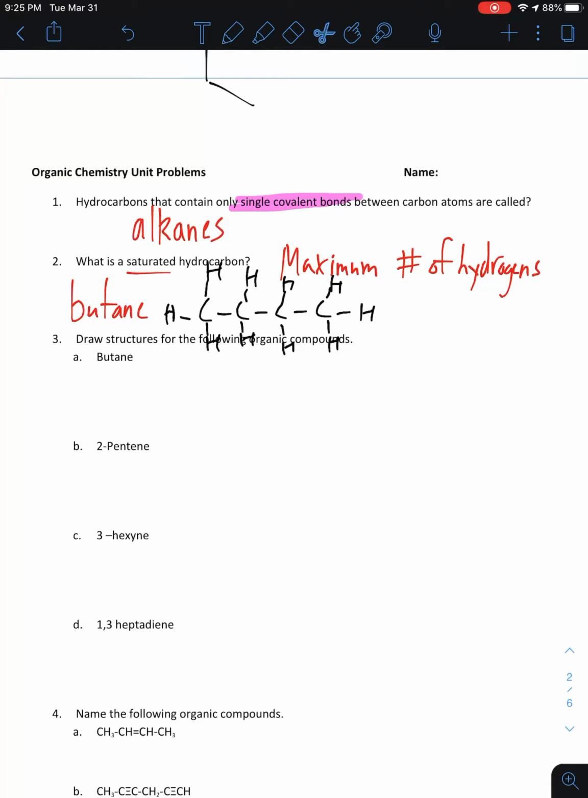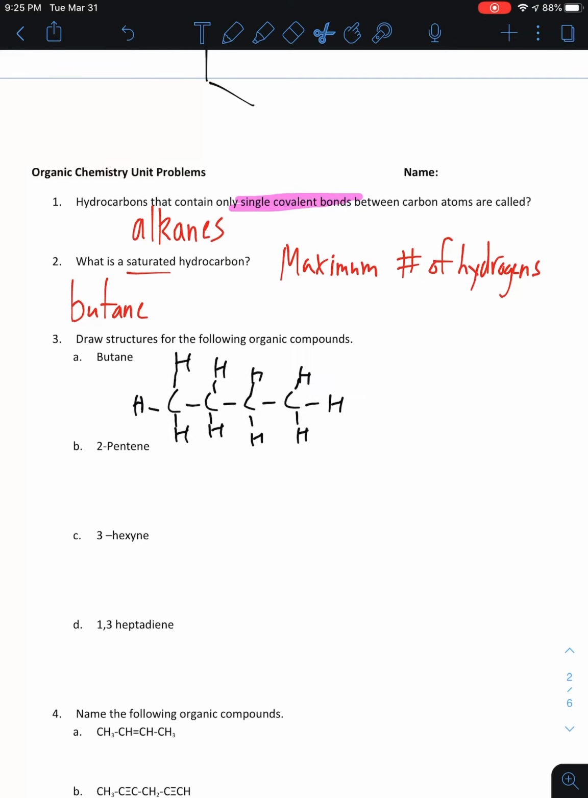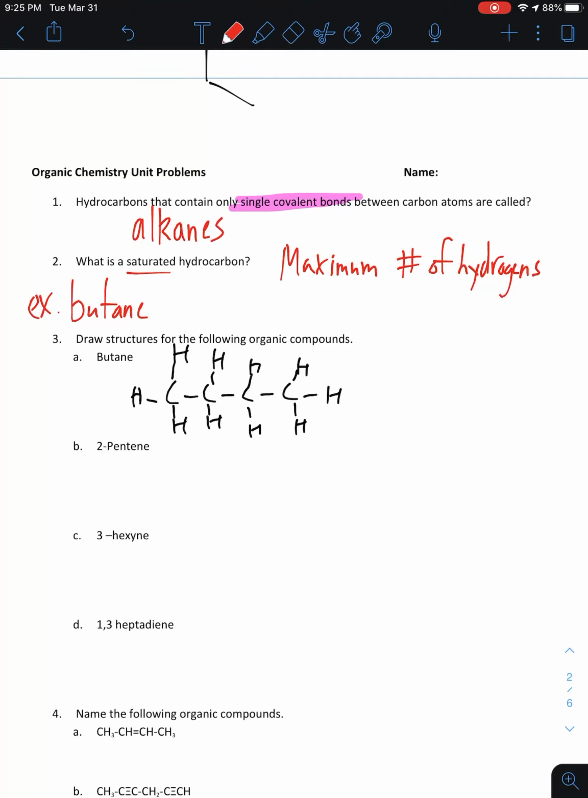So, speaking of butane, that was a good choice because that's our next compound here. Just going to drag that here. Butane would be an example of a saturated compound.